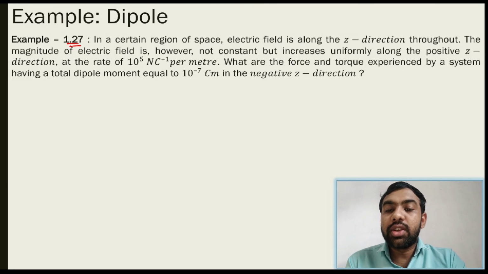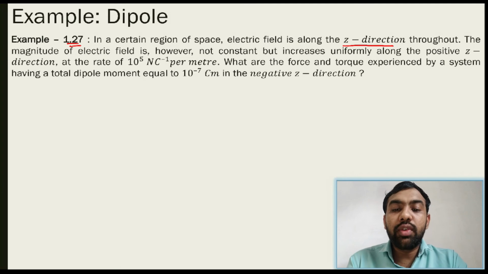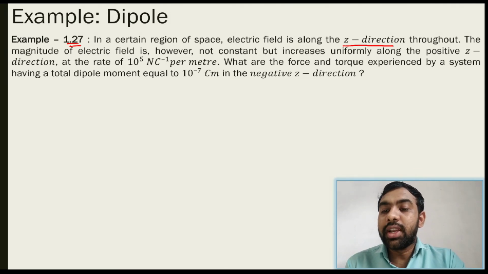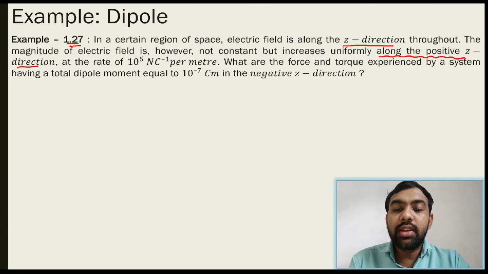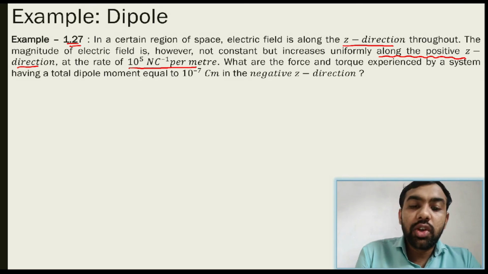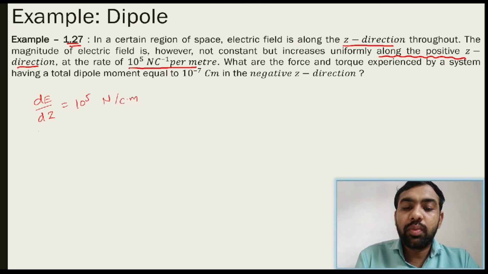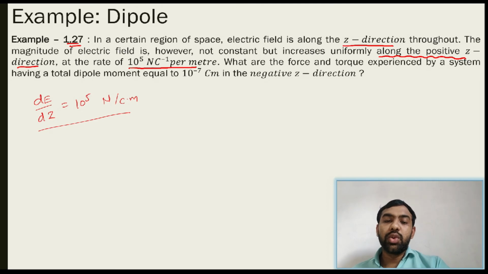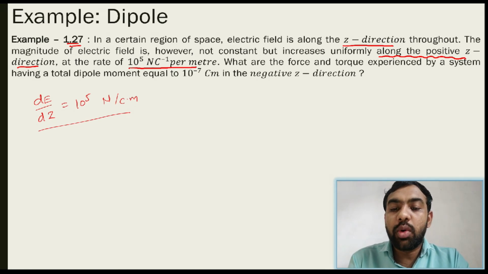1.27. In a certain region of space, the electric field is along the z direction throughout. The magnitude of the electric field is however not constant but increasing uniformly along the positive z direction at the rate of 10 raised to 5 Newton per coulomb per meter. Means dE by dz is equal to 10 raised to 5 Newton per coulomb into meter. This is given. What are the force and torque experienced by this dipole?